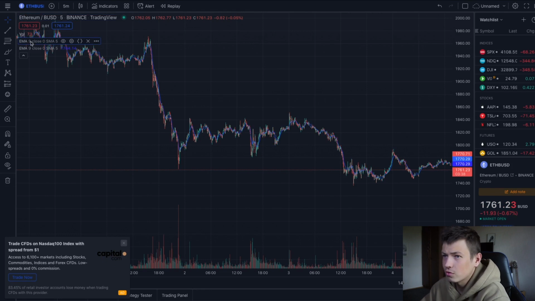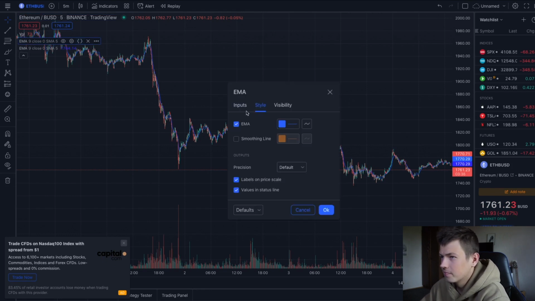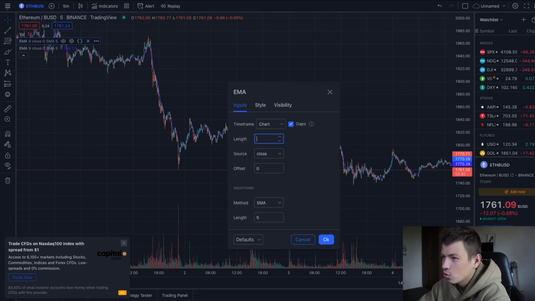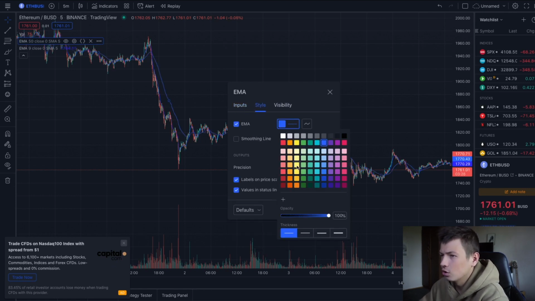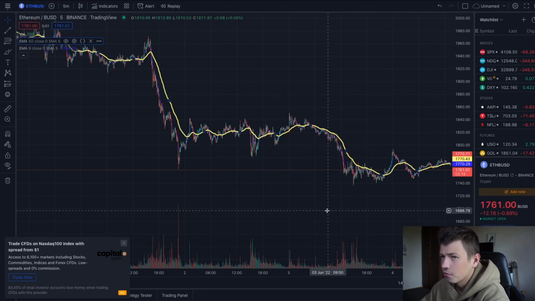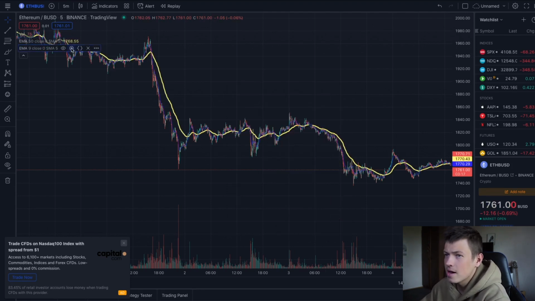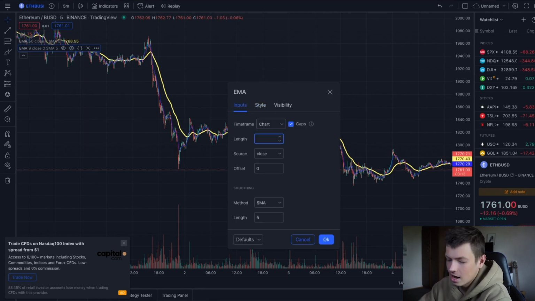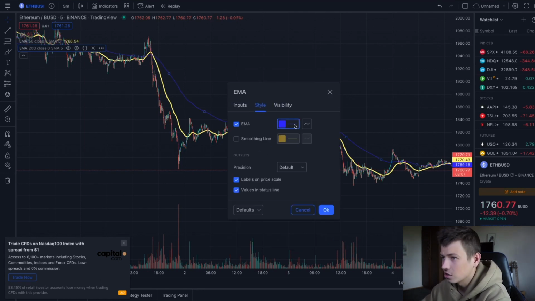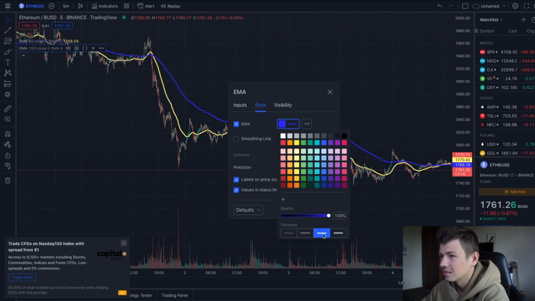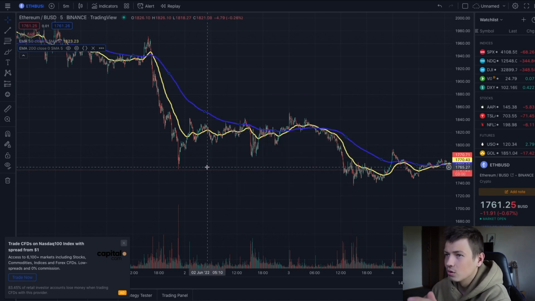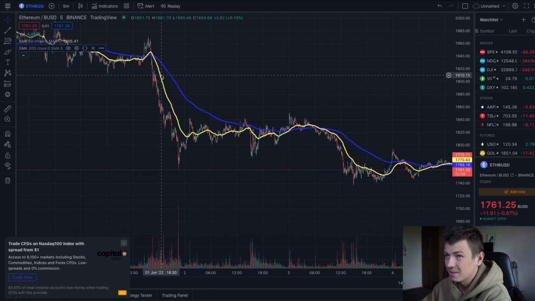Click on the first one right over here. Inputs, length, you want to set it at 50. Style, make it whatever color you like, but make the line a little bit fatter so it's easier to see. Confirm that, and then for the other EMA, click settings again, and for this one let's type 200. Color stays the same, just make the line a little bit fatter. Once you have done that, you'll have 2 lines right over here, but that's not it.